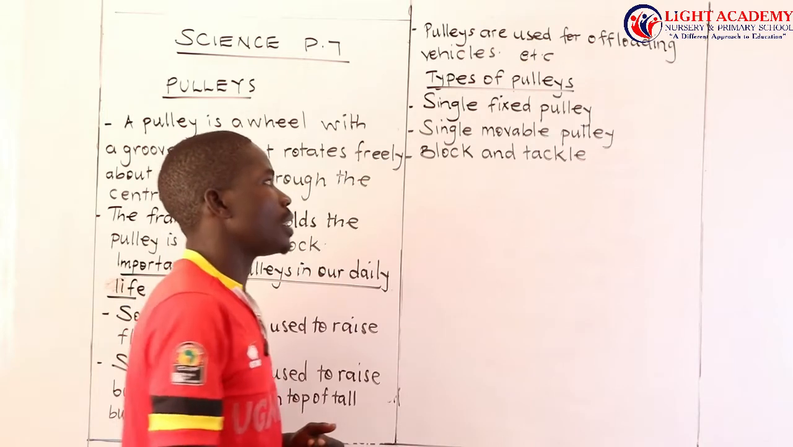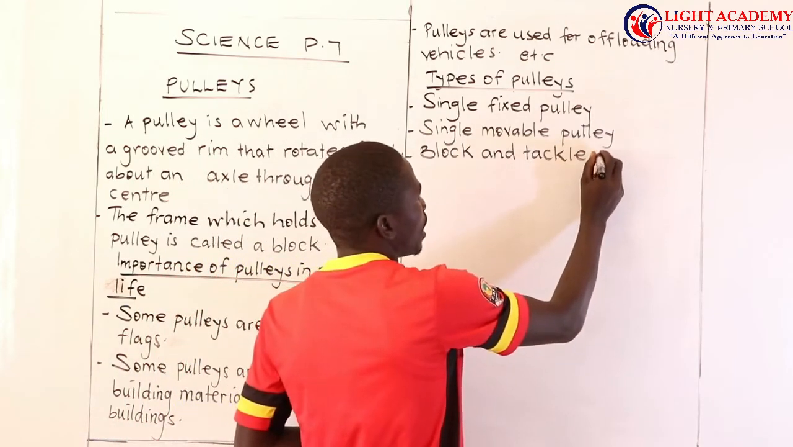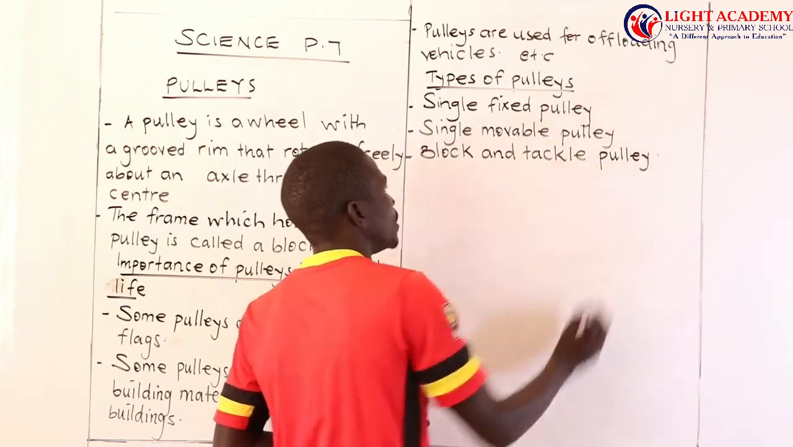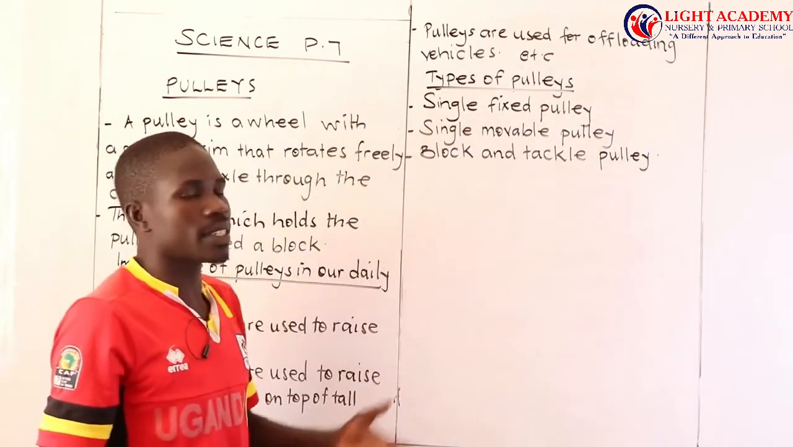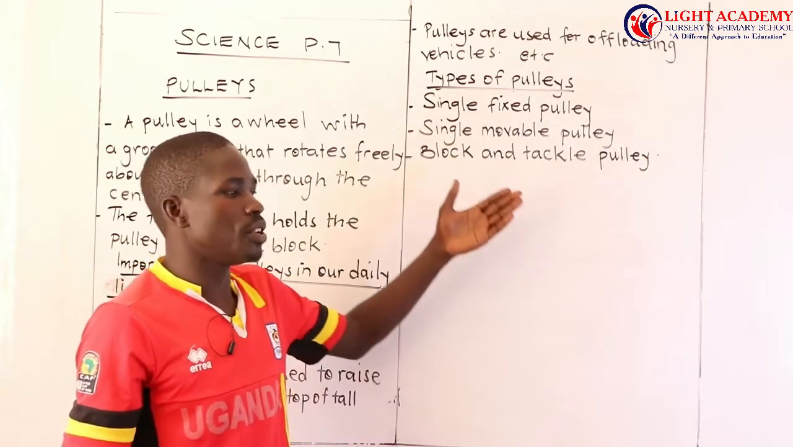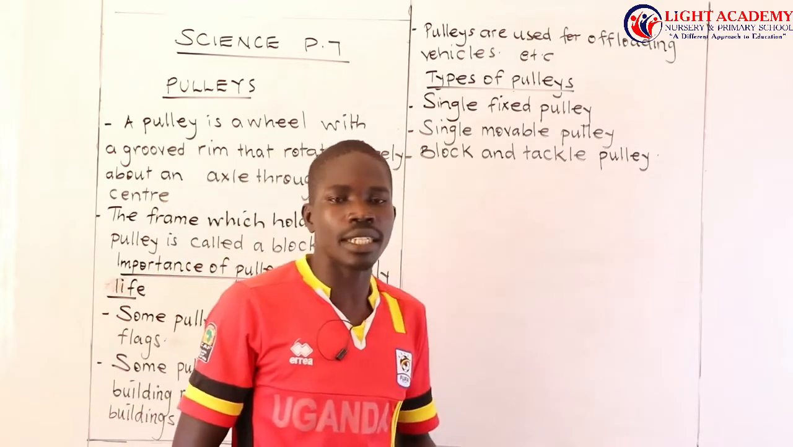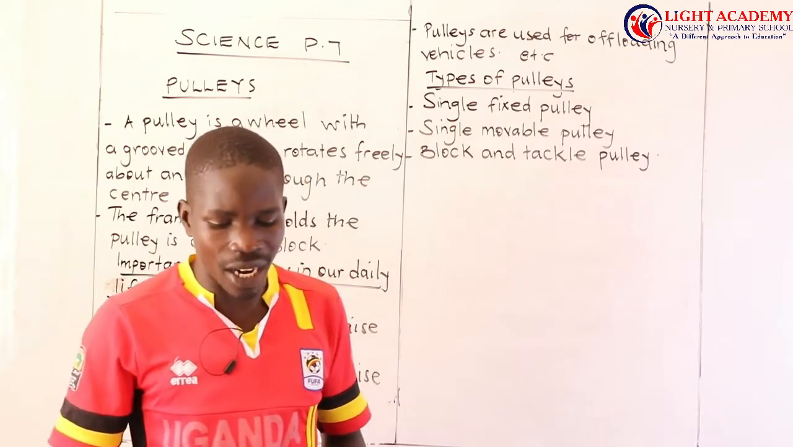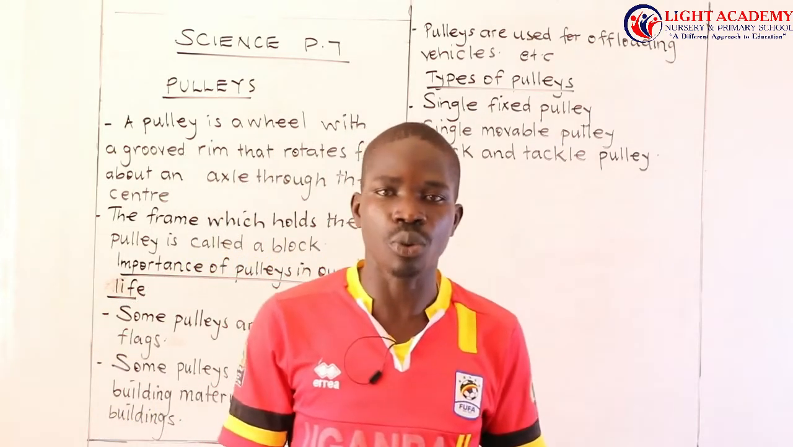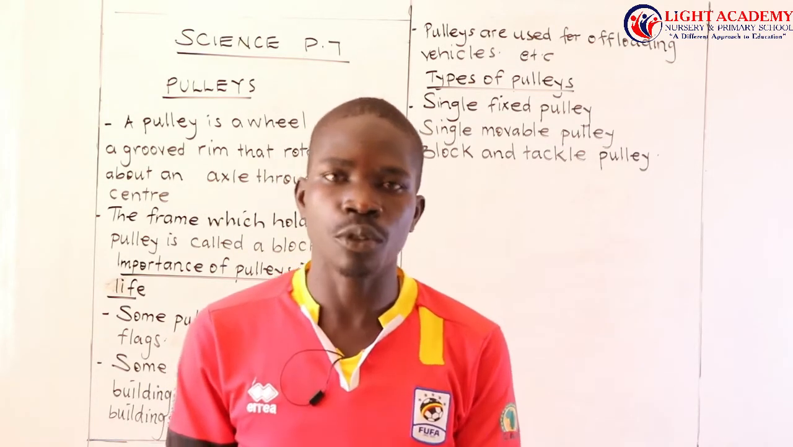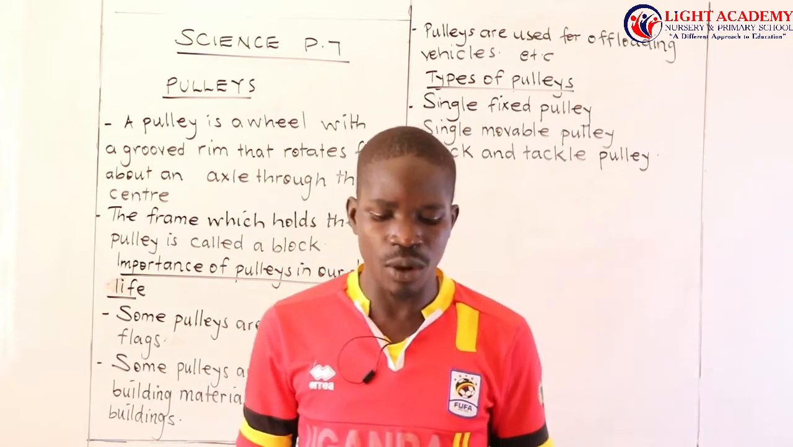Block and tackle system, or block and tackle pulley. When you look at the single fixed pulley, the single movable pulley, and the block and tackle pulley, those are what we call the types of pulleys.